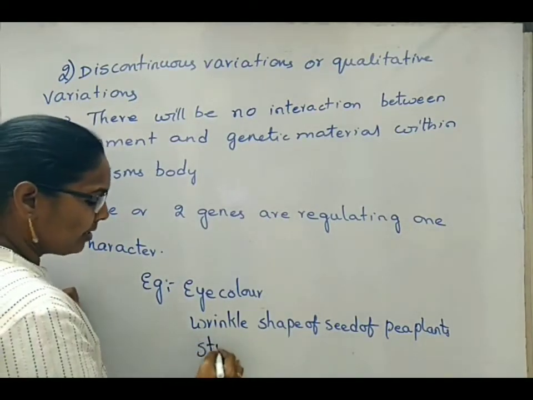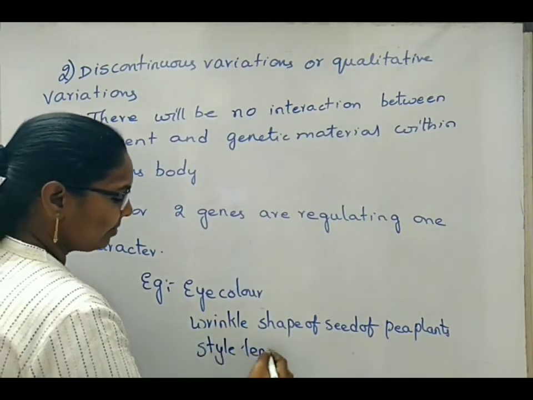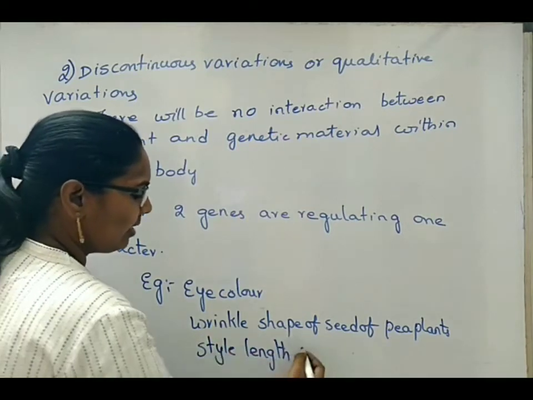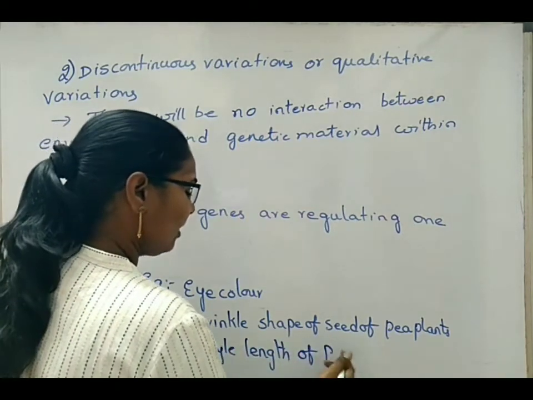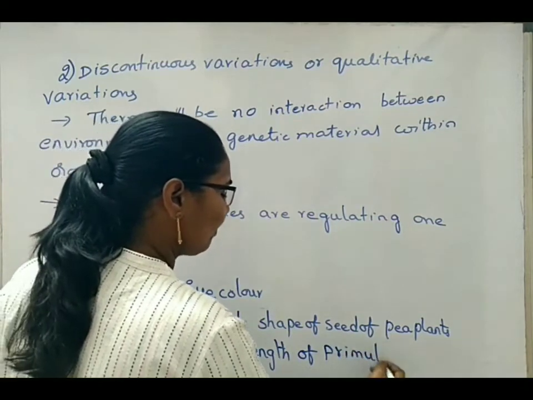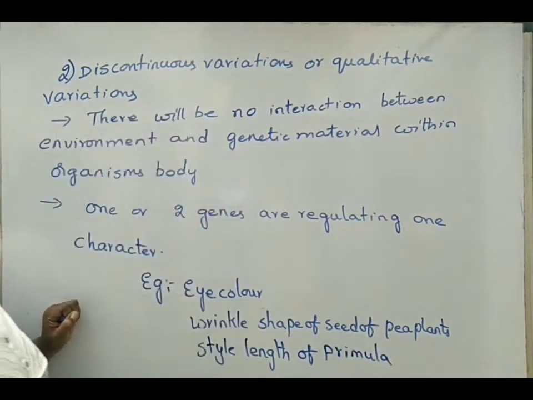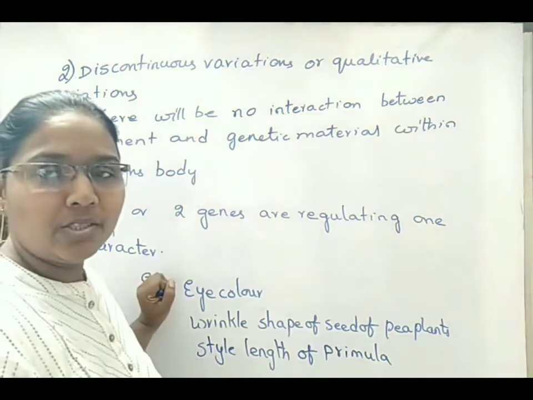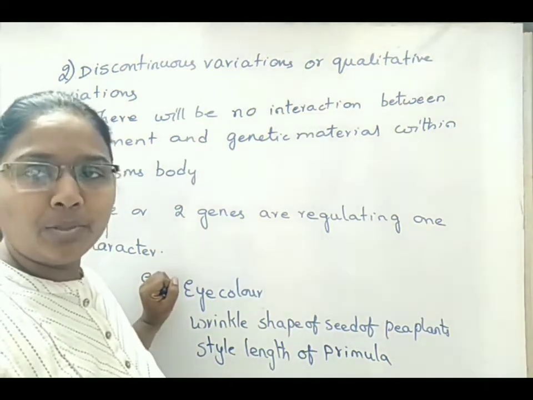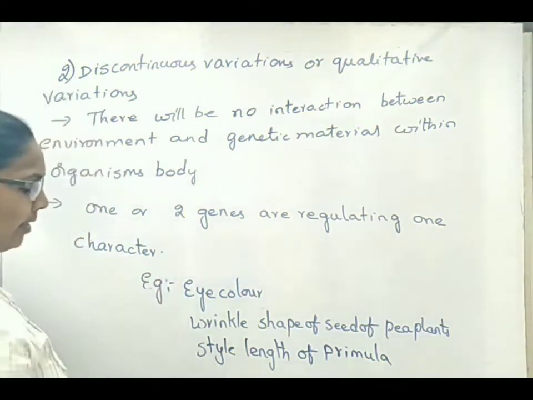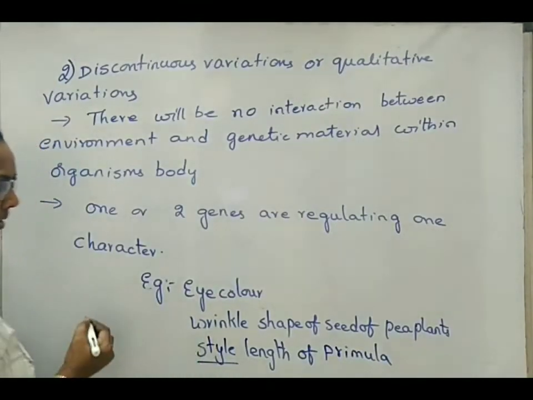Another example is style length of primula plant. Based on increasing or decreasing temperatures, the style length of primula plant will be dependent. Now, what is meant by this style?